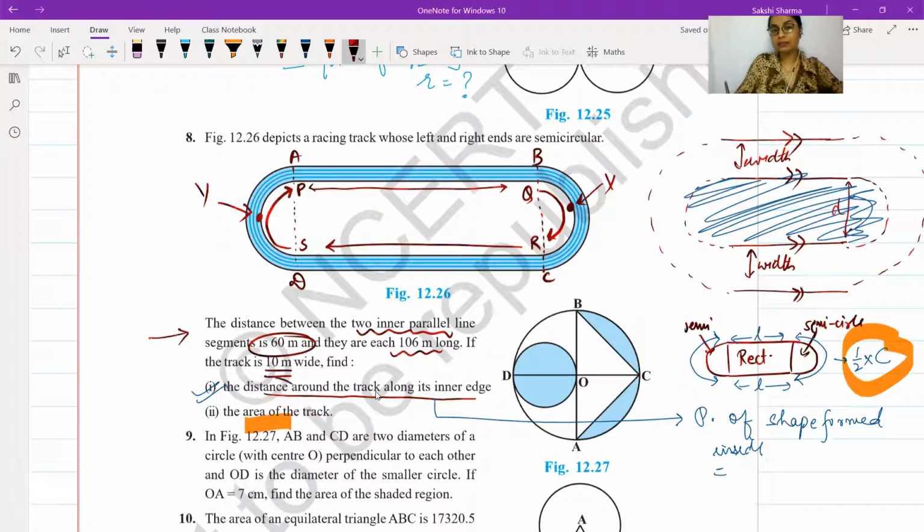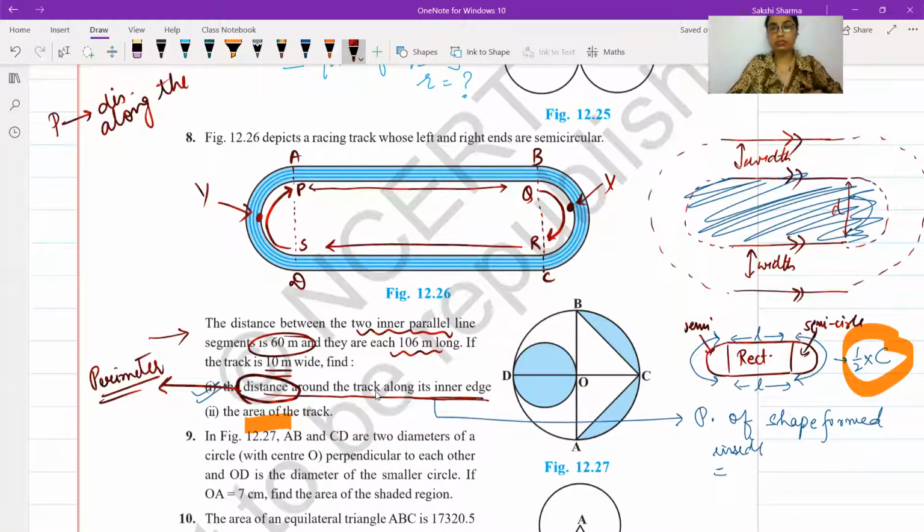You have been asked to find out the distance. That's why we will find out the perimeter, not the area. Distance along the boundary is always perimeter. The definition of perimeter is the distance along the boundary. So there are 2 boundaries to this track, the inner boundary and the outer boundary. We want to find out the distance along the inner boundary. So that would mean the inner perimeter.